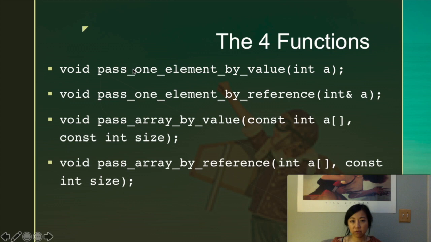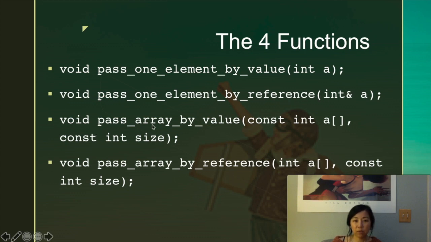The first function will pass one element into the function by value, such as this, right? It's just the data type and the variable or parameter name, without the ampersand, which we have for by reference. When we pass by reference, we would use an ampersand.